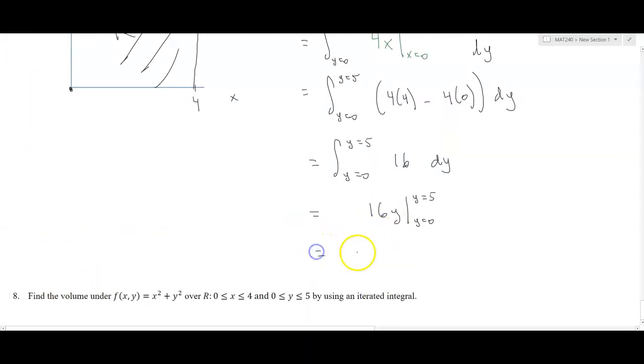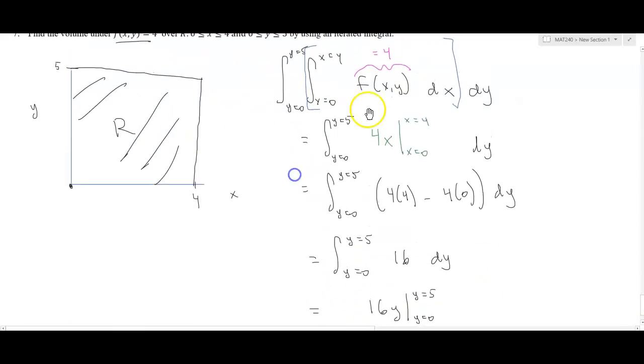So this equals 16 times 5 minus 16 times 0. And guess what? 16 times 5 is 80. What are the units of this thing? Well, we multiplied a unit by another unit by another unit, and if we multiply unit times unit times unit, we get cubic units. So this will be 80 units cubed.